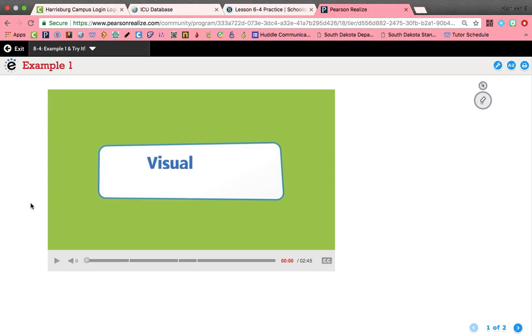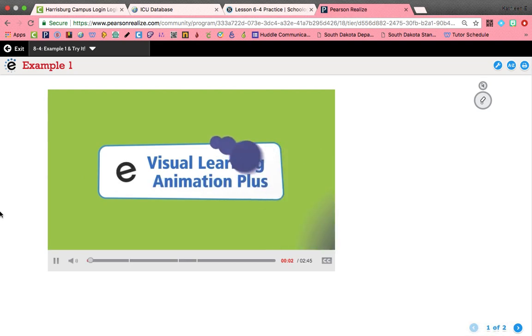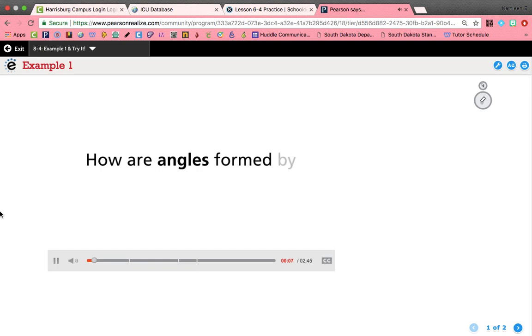All right, 6-4 is about angles and their relationships, and about drawing angles and knowing acute, obtuse, and right angles. It's all about angles. Can you identify or draw an angle given certain specifications? So let's see. How are angles formed by intersecting lines related? Think about this question during the lesson.